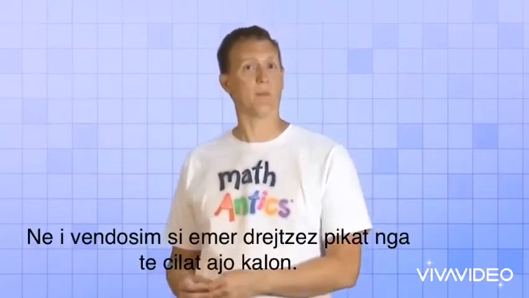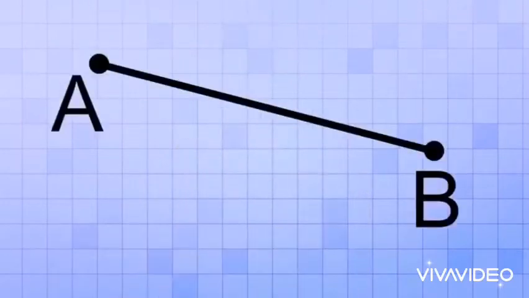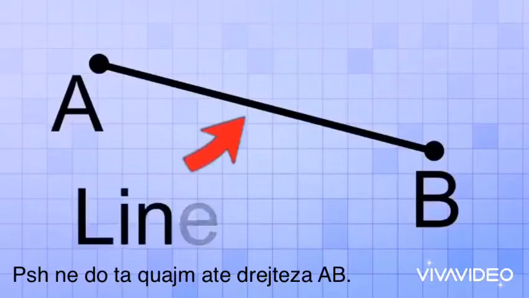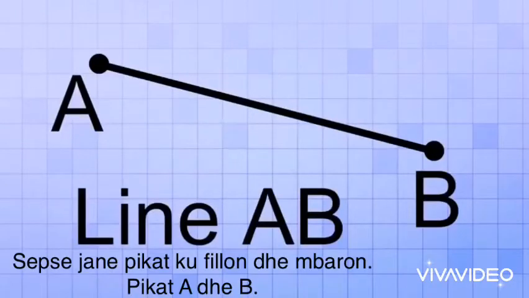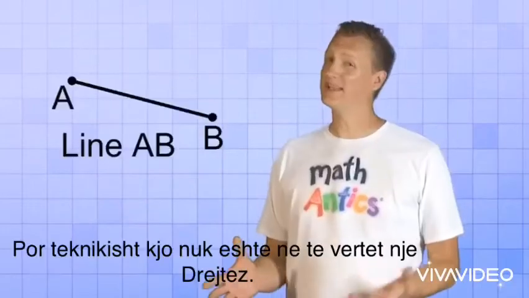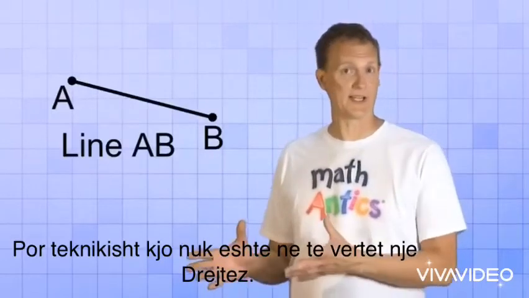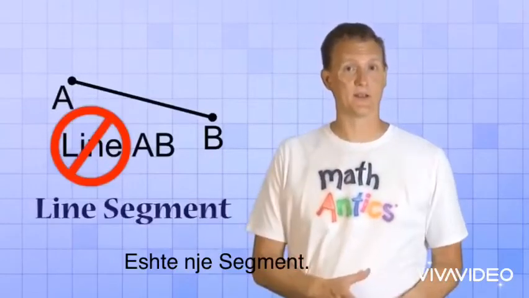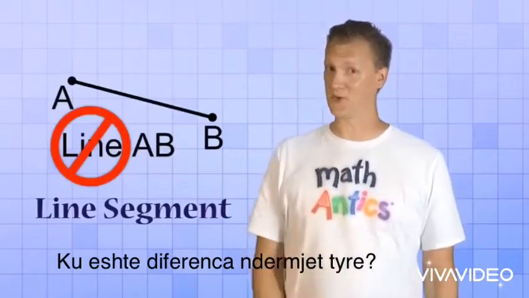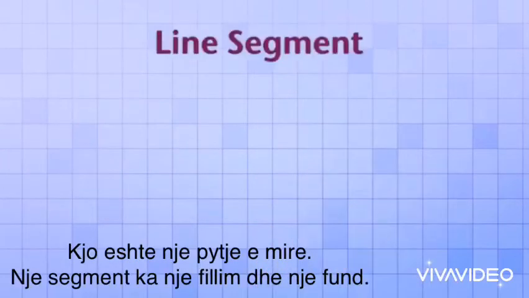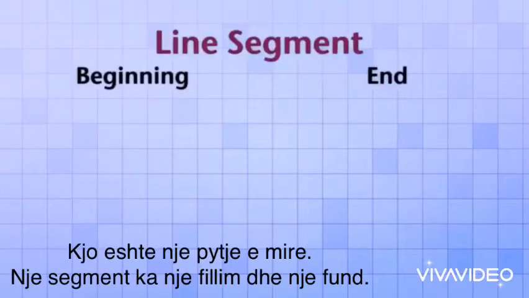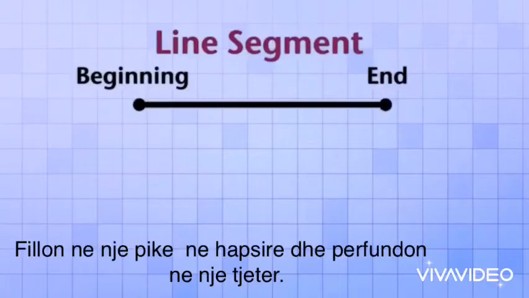We name a line by the points that it goes through. For example, we would call this line AB because its endpoints, where it starts and stops, are points A and B. But technically, this isn't really a line. It's a line segment. What's the difference, you ask? That's a good question. A line segment has a beginning and an end. It starts at one point in space and it ends at another.